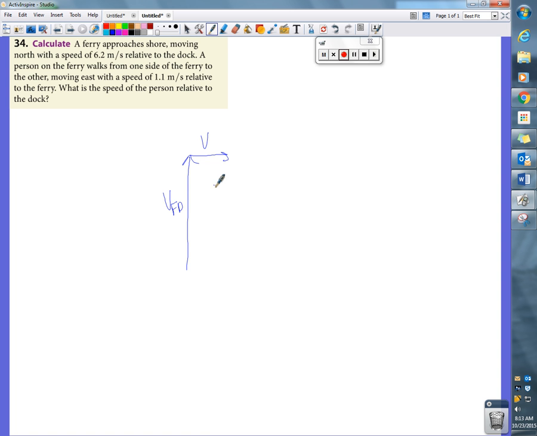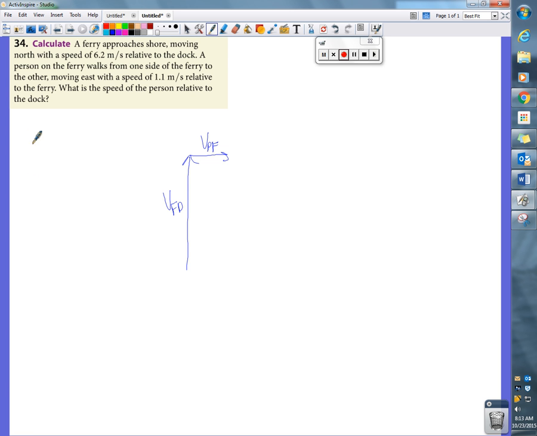So the speed of the person relative to the ferry, that has a magnitude of 1.1. And we want to know, what is the speed of the person relative to the dock? So we have two different things, all right?